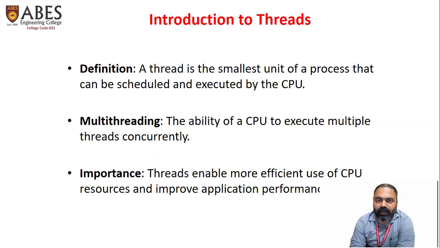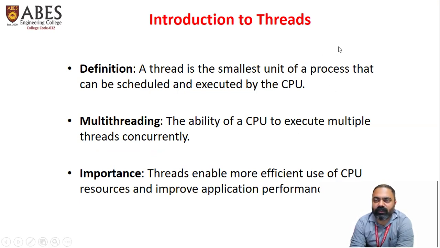So what are threads? A thread is the smallest unit of a process that can be scheduled and executed by the CPU. Multi-threading is the ability of a CPU to execute multiple threads concurrently, and threads enable more efficient use of CPU resources and improve application performance.